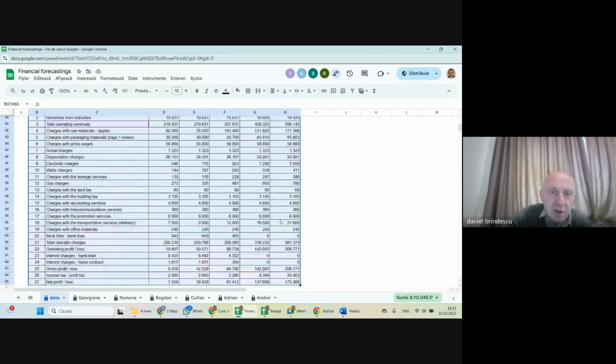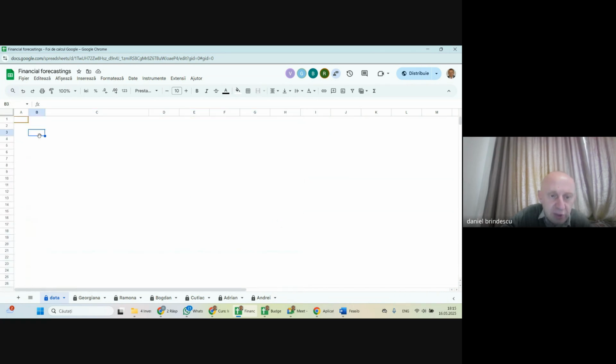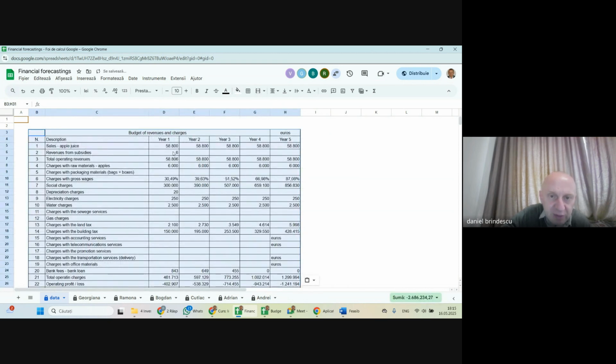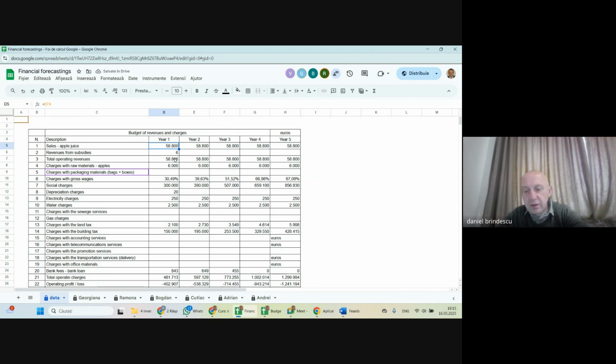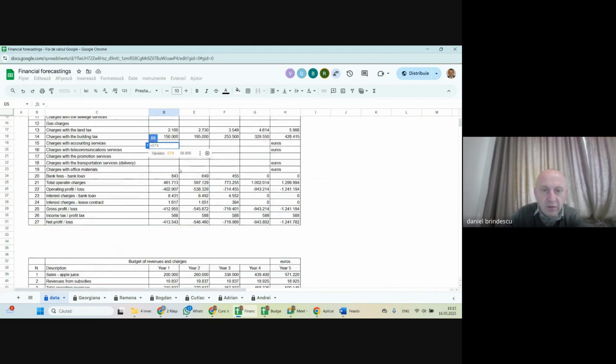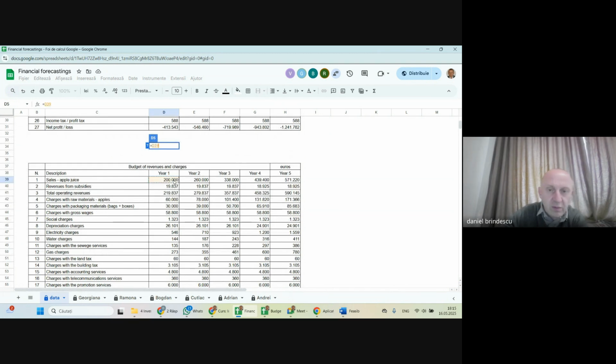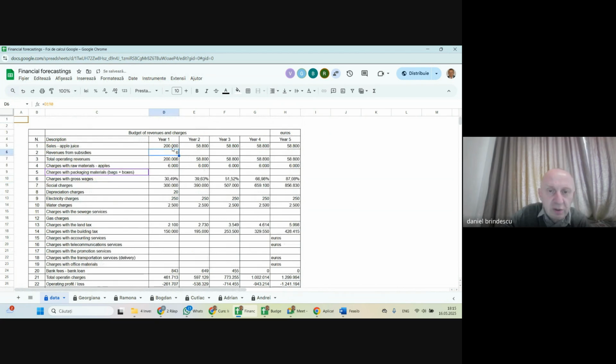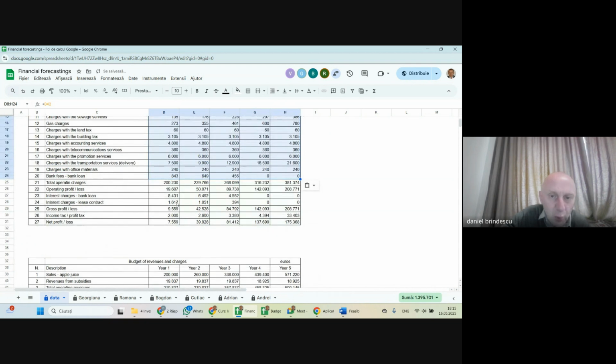I'm first copying the budget of revenues and charges. So copy paste. In a second stage, I'm creating the links to the initial budget. So I'm taking the values from the initial budget. Give me just 1 minute. Finish. As always, I'm keeping the links. I'm not pasting values.